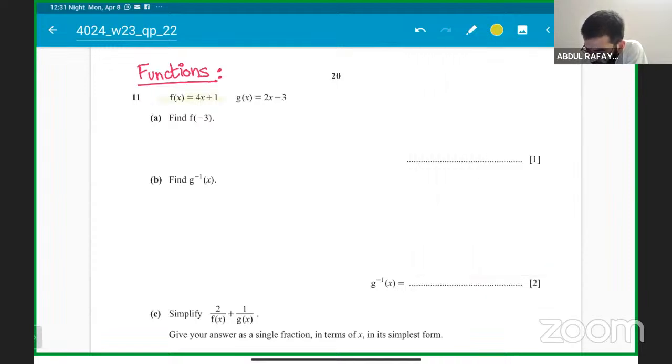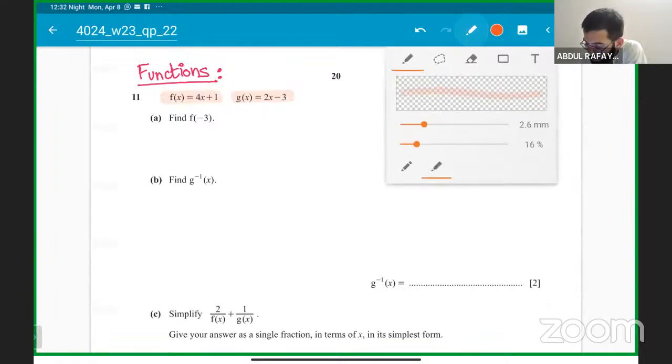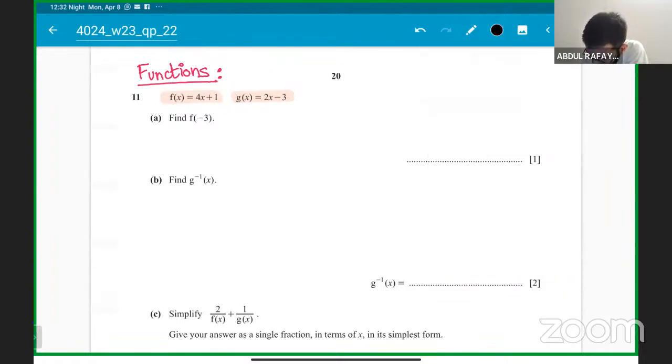f(x) is equal to 4x plus 1, and the other function is g(x) is equal to 2x minus 3. Both linear functions, basic level. So the first value: put the x value as minus 3. Very basic, simple, easy marks. No one gets this wrong. So 4 times minus 3 is minus 12, and minus 12 plus 1 is negative 11. So the first value should be negative 11.